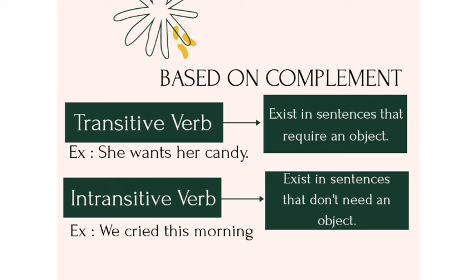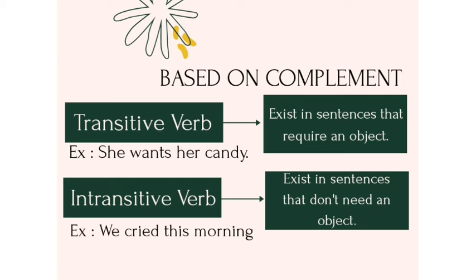Okay, verbs based on complement have two complements. The first is transitive verb. Transitive verb exists in sentences that require an object. Example, she wants her candy. Kata want tidak bisa berdiri sendiri. Jika tidak ada her candy, maka kata tersebut tidak memiliki makna.